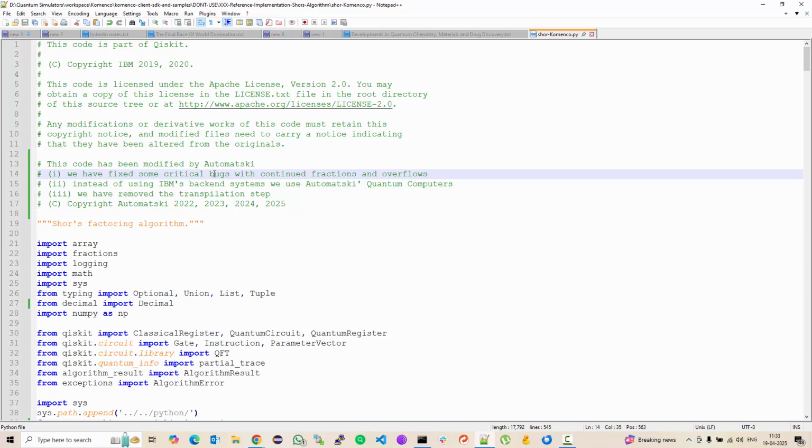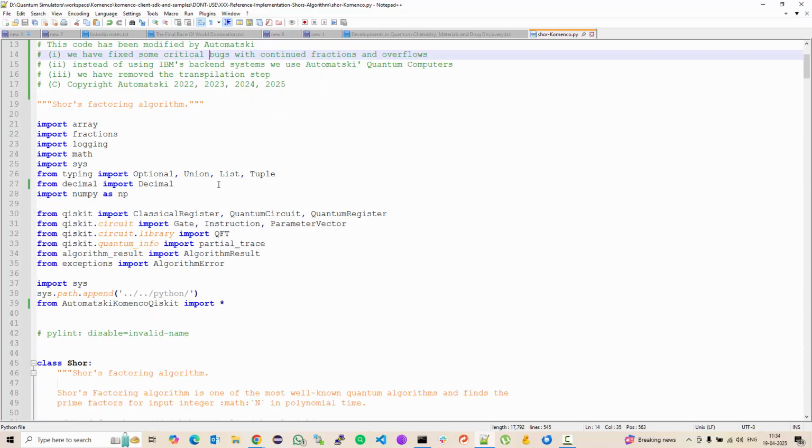We have fixed some critical bugs with continued fractions and overflows, which were there in the IBM Qiskit implementation, because the IBM Qiskit implementation was never meant to factor large numbers. And once you try to factor large numbers, it gives underflows, overflows, and errors. So we fixed some of those. And instead of using IBM's backend systems, we are using Automatsky's quantum computers, and we have removed the transpilation step. So except for the copyright of IBM over its work, the changes are copyrighted by Automatsky.